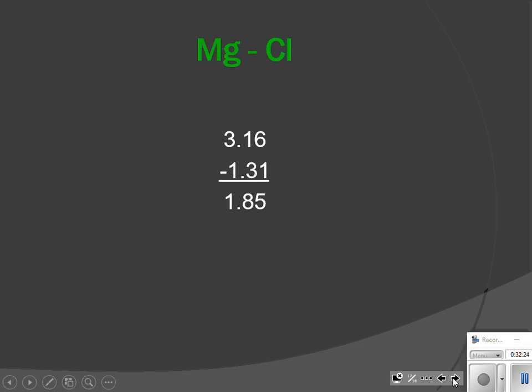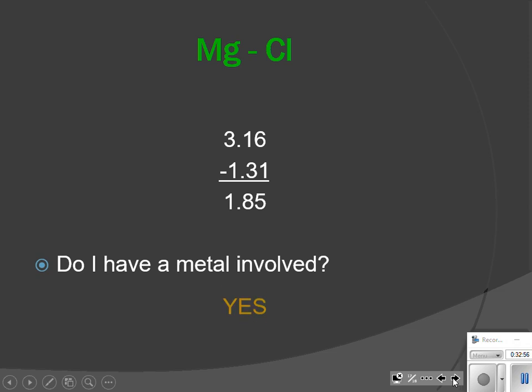So I look, what am I dealing with? What is magnesium? Metal, nonmetal, metalloid. Magnesium's a metal. So what would I consider this bond? Ionic, because that is a metal involved. To be polar covalent, you would have to have 2 nonmetals. I have a metal involved? Yes. Therefore, I have an ionic bond.